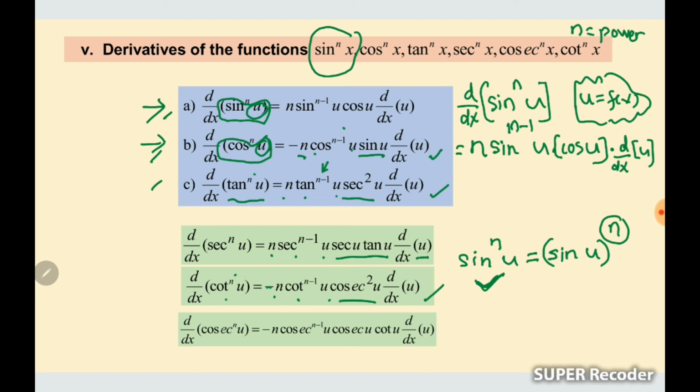And for the last one, differentiate cosecant u to the power of n. So the answer is n cosecant u to the power of n minus 1. Then differentiate cosecant u. The answer is negative cosecant u cotangent u. That's why we have negative here. Then differentiate u. So this is the last formula that you have to memorize. We can actually differentiate by using the general power rule because n here is the power. Okay, take a look at the example.